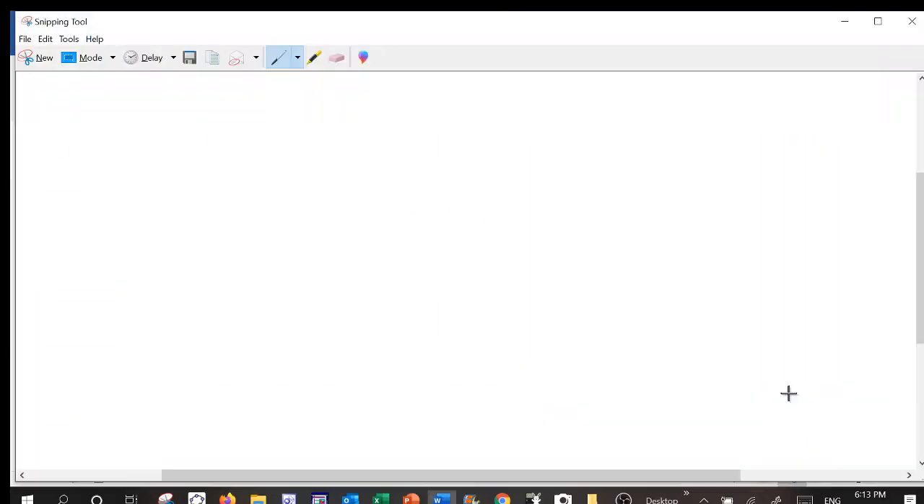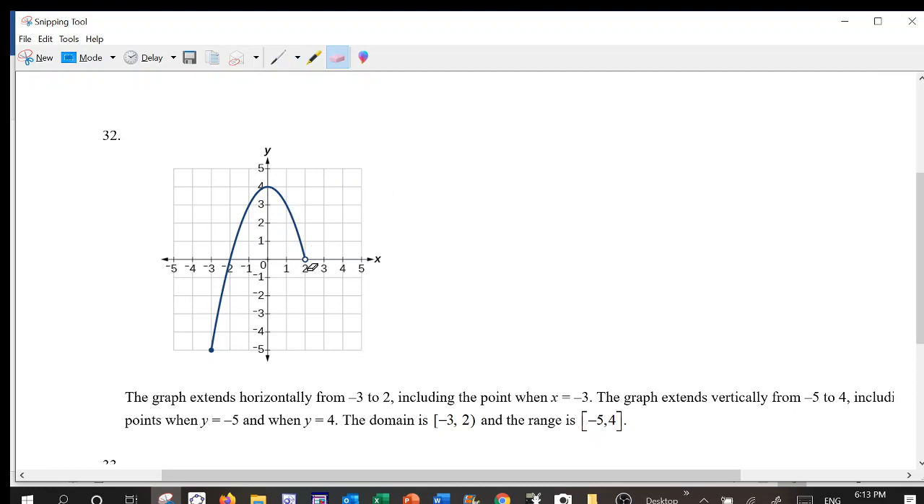Well, let's see. Here the domain, basically the x values, go from -3, and then we have all points here all the way to 2, right? So from -3, including -3, to 2, but 2 is an empty space here, so 2 is not included. So that's the domain. Now what about the range?